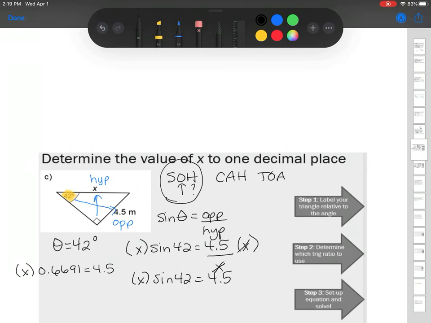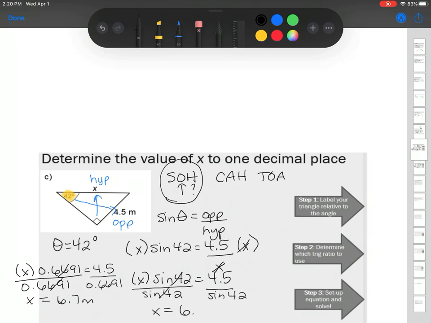And then maybe that to you looks more like a solvable equation. So if I want to isolate x, I need to divide by 0.6691. Or you can keep the sine 42 because maybe you like that better, but it's the same thing. You're going to get the same answer.